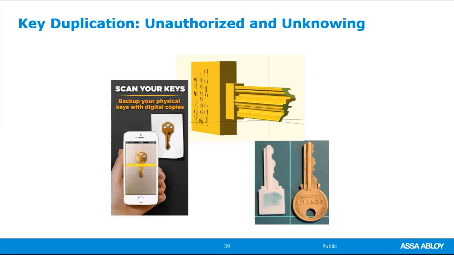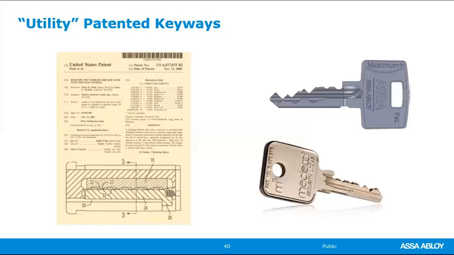So one way to prevent this is through utility patented keyways. Patent key control is the only way to protect against unauthorized key duplication because it is illegal. It's not illegal to duplicate the key. It is illegal to acquire a patented blank unless you're authorized to do so.